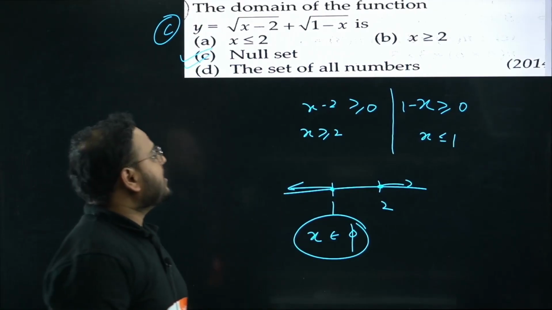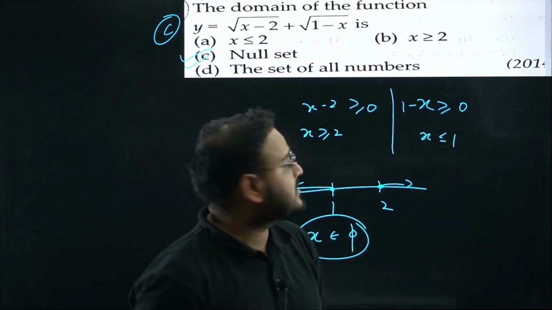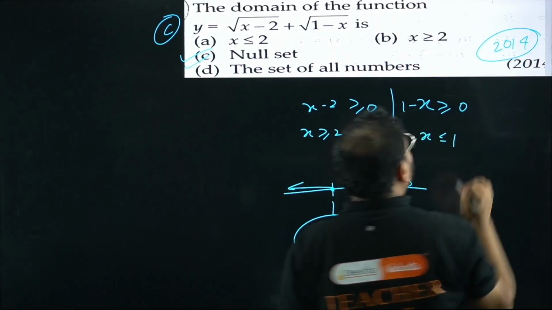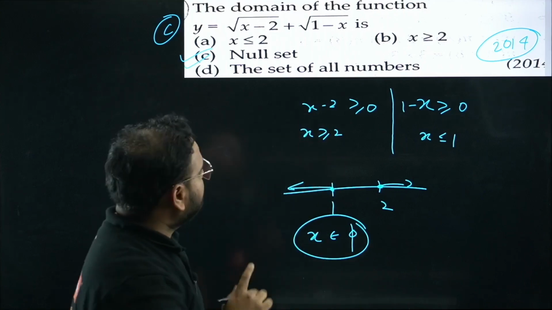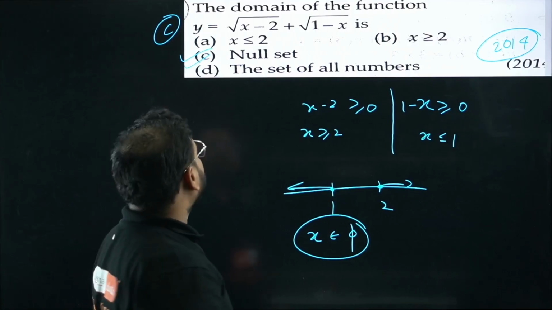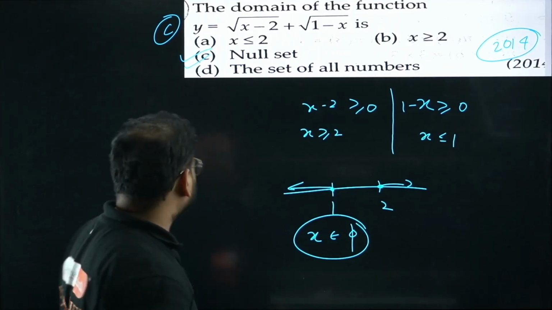Okay, you can see beautiful questions are there. This is from your PYQ of 2014. Please cross check. This is your answer for the question from the PYQ of 2014. The option is C. Moving on to the next question now.